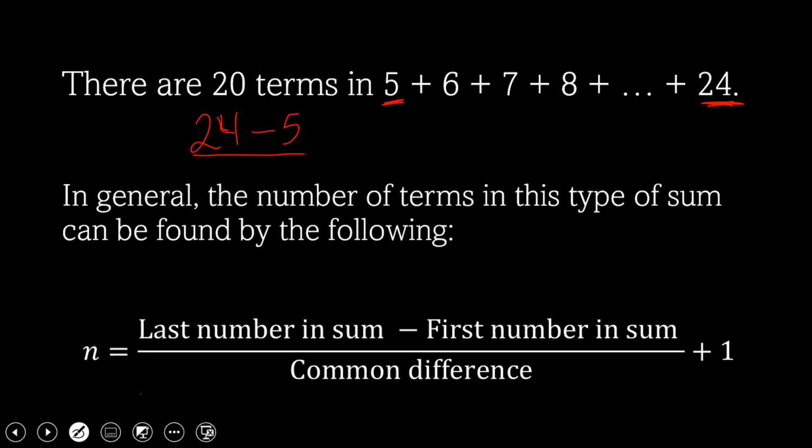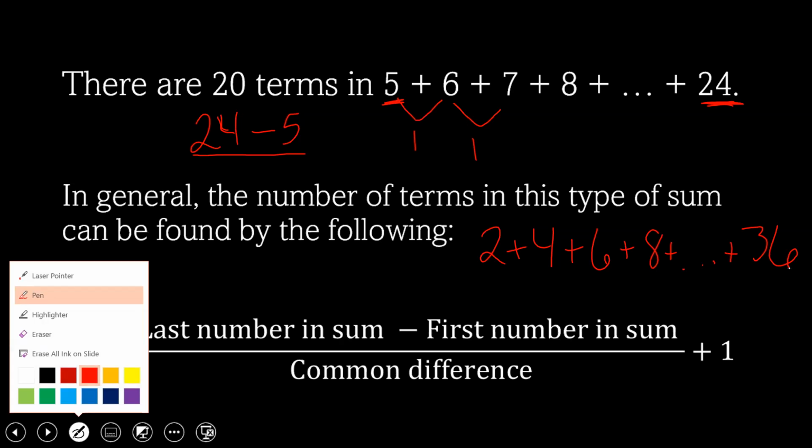Do we see the difference between 5 and 6 is 1? The difference between 6 and 7 is 1. But we'll see later that there might be a different common difference. So if I want to add 2 plus 4 plus 6 plus 8, all the way up to 36, that has a common difference of 2. In that case, it doesn't start at 1, and we have a common difference that's not 1. So those are all things that we need to consider here and try to figure out as we go.